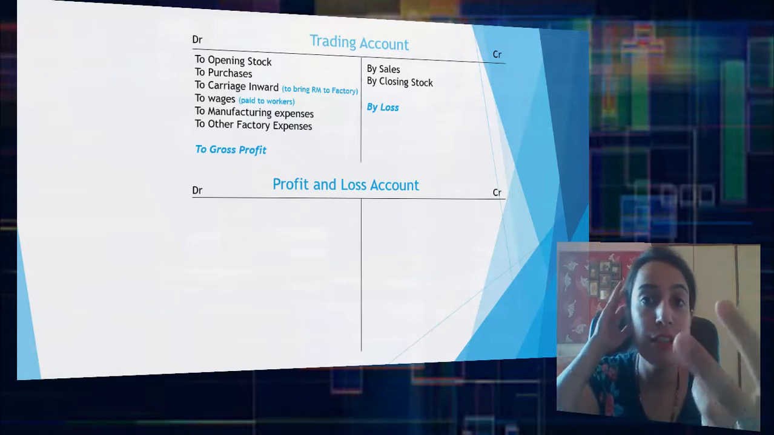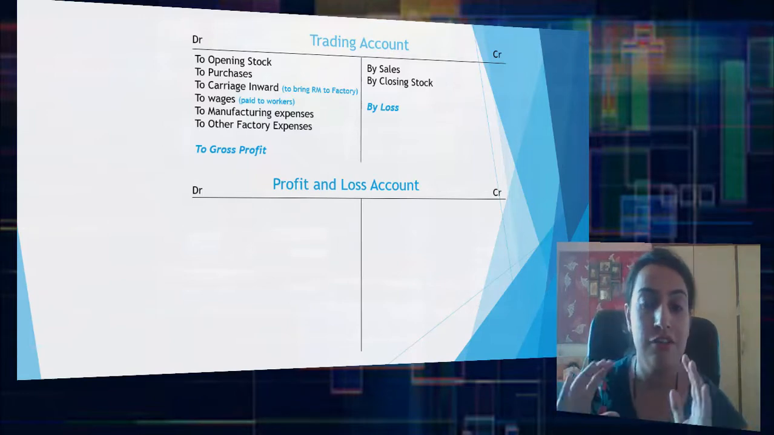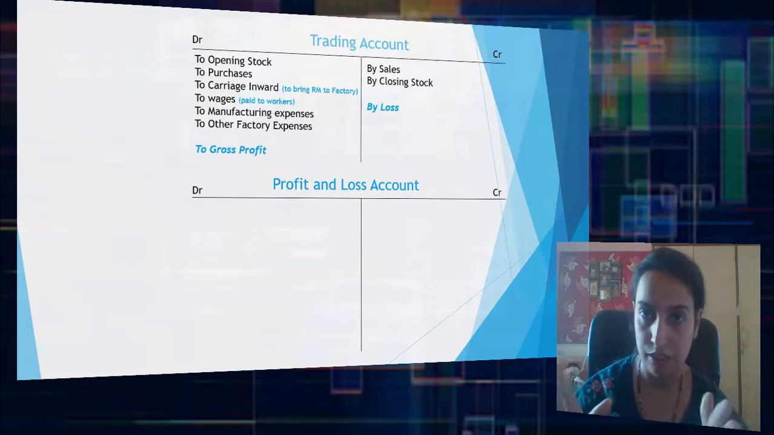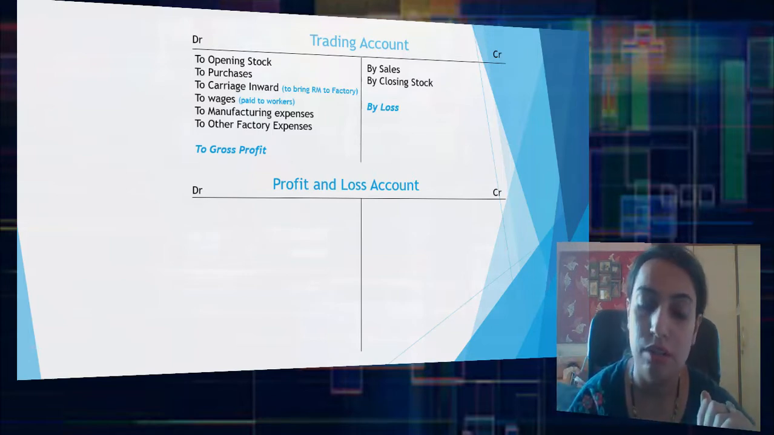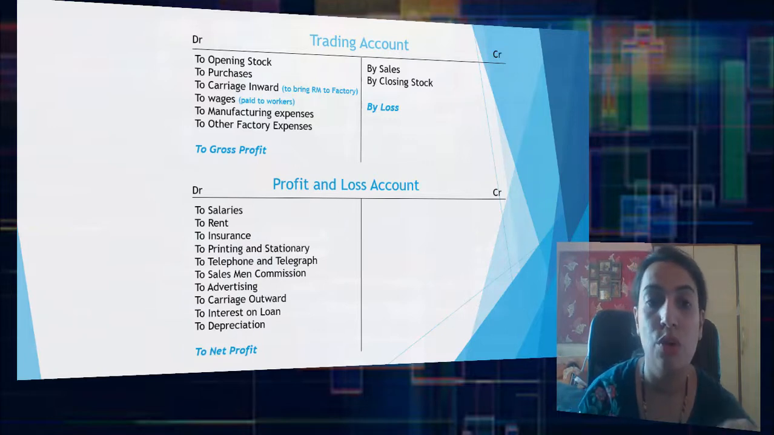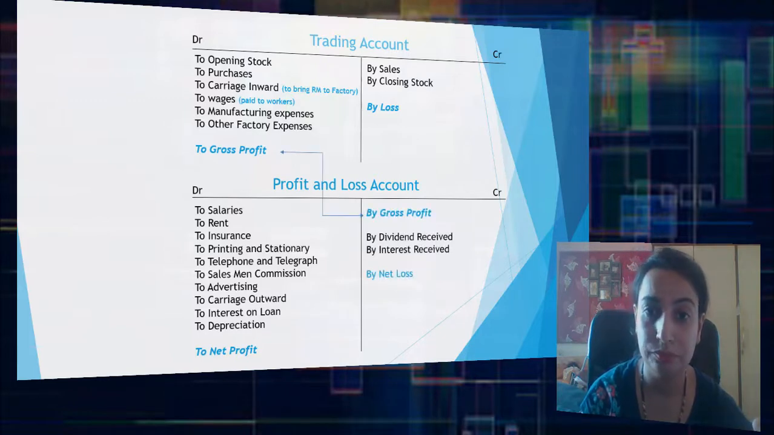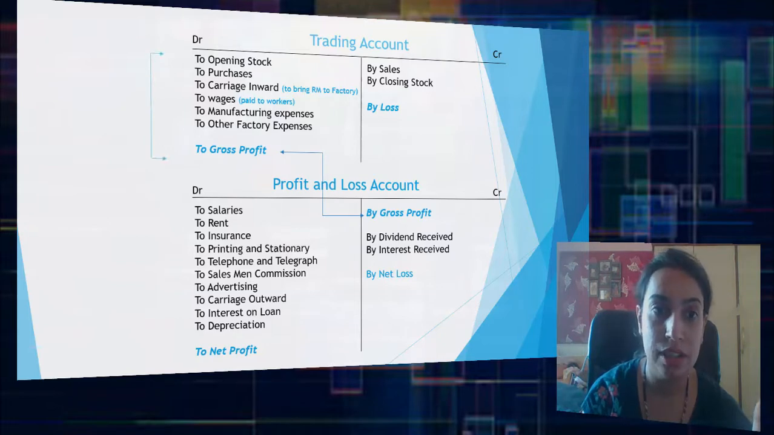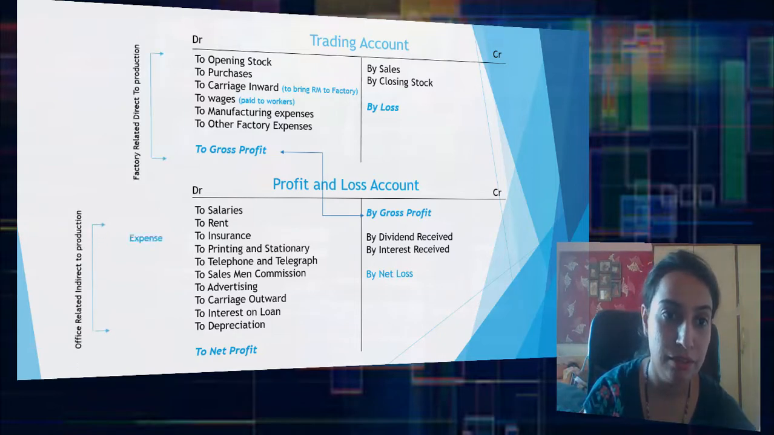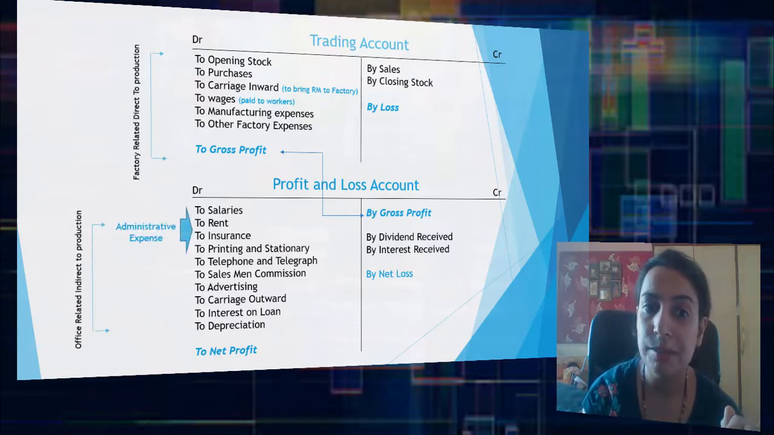Next account after the trading account is your profit and loss account. Now the difference between trading and profit and loss is factory related things will go to trading and office related things will go to your profit and loss account. So in your profit and loss account, all your indirect expenses. Now indirect expenses can be related to your administration. See, I have marked it also. I'll explain through this. Administrative expenses.